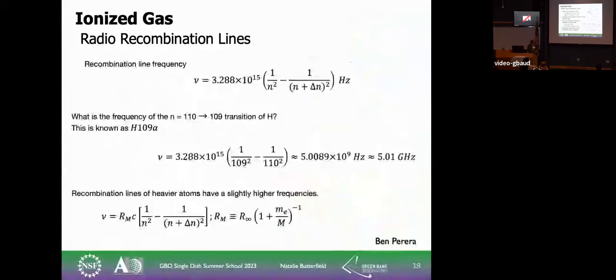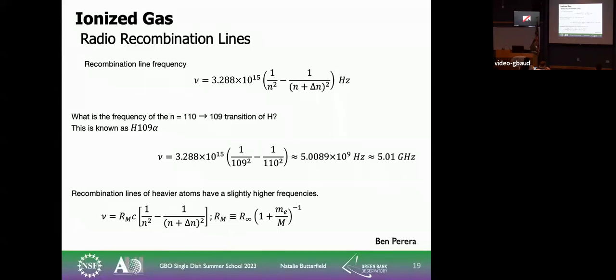All right, so you can calculate the recombination line frequency. So this is the frequency at which you observe these lines, your rest frequency. So there is a known equation where you take your two states. So essentially, if you have, for example, your 110 state to your 109, which is shown here, you can calculate what your rest frequency would be for that transition state. So this is known as the 109 alpha transition, where it ends on the 109 state. That's how you can calculate it.